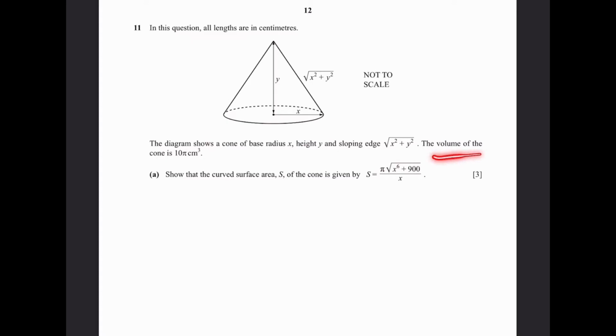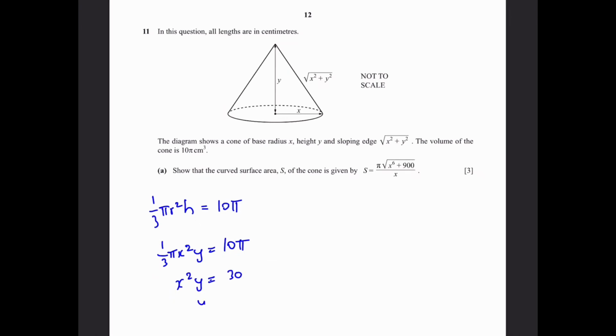Firstly, we know that the volume is 10 pi cm^3, and the volume is 1/3 pi r^2 h. That's 10 pi. We know that the radius is x and the height is y. So 1/3 pi x^2 y is equal to 10 pi. That means x^2 y is equal to 30 and y equals 30/x^2. Why am I writing y in terms of x? That's because we can see that the curved surface area is given in terms of only x. So we want to get rid of the y term when we calculate the curved surface area.